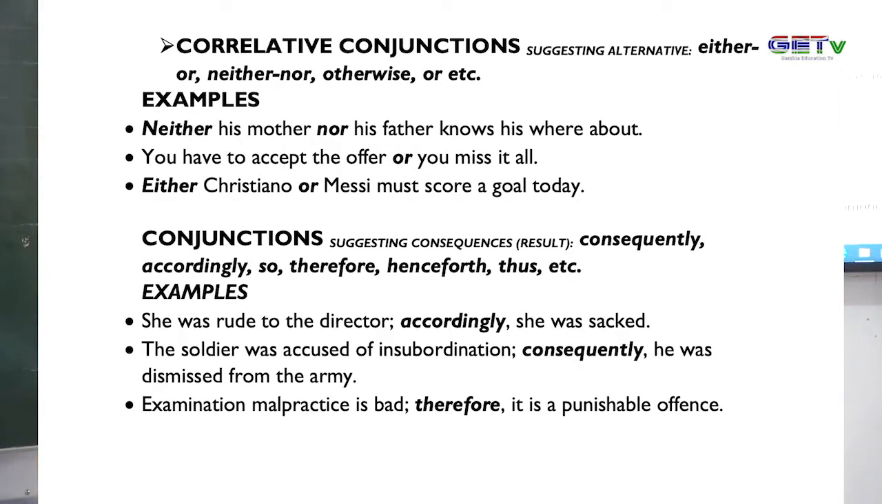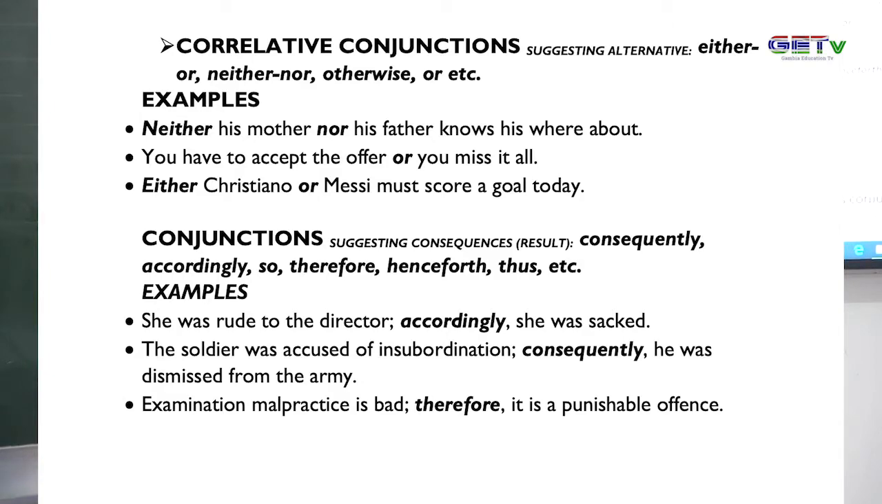Correlative conjunctions suggesting alternative. That's either or, neither nor, otherwise, or etc. Example, we have neither his mother nor his father knows his whereabout. When you look at this, we have two conjunctions that are acting as a unit. That's why we call them correlative. It means they go together. You cannot have one and leave the other, and then it does the role. So the two are acting as a unit, trying to connect two actions there.